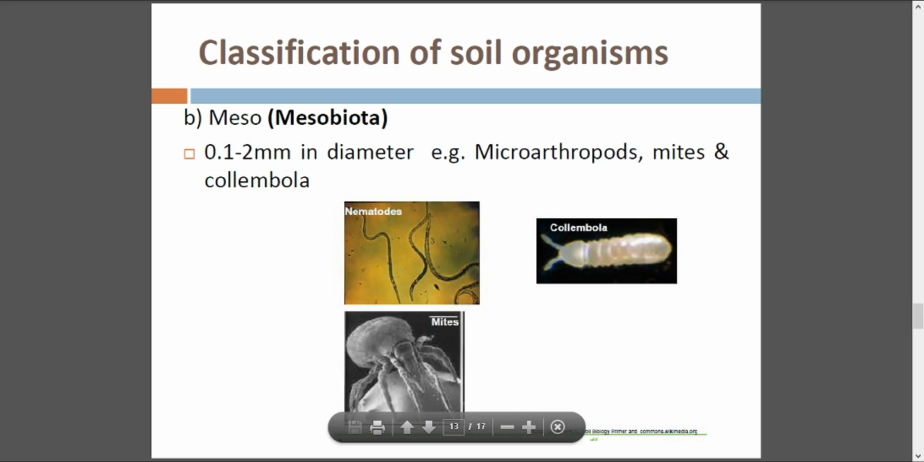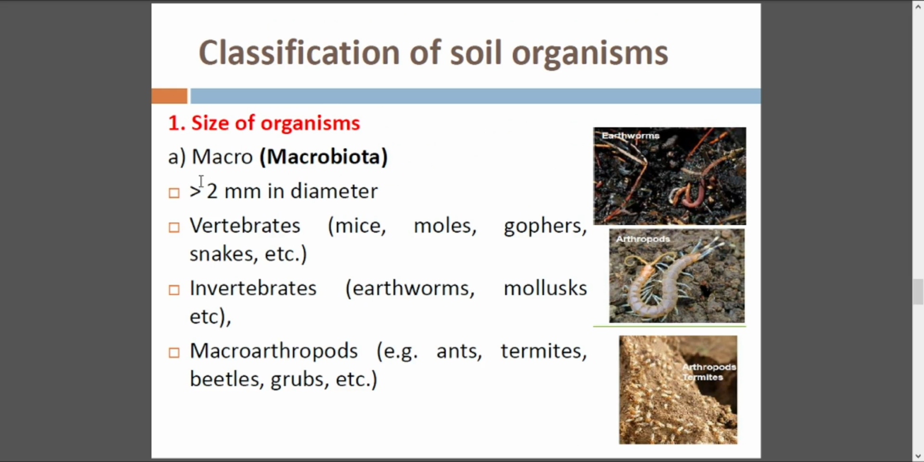So now let's look at the classification of organisms. And this can be mainly by looking at the size of the organisms. And here we have the macro, the meso, and micro organisms. But we will start with the macro organisms, or the macrobiota. The macro are normally big in size and they are greater than 2 millimeters in diameter.